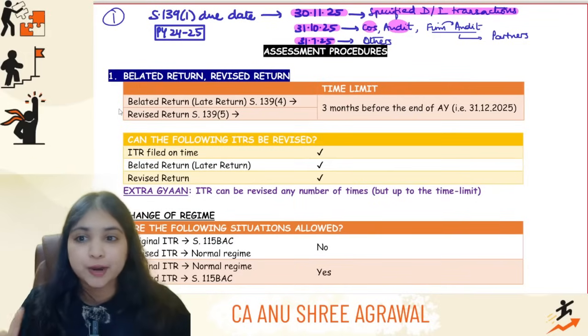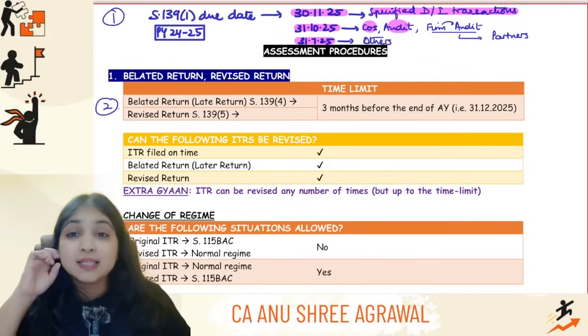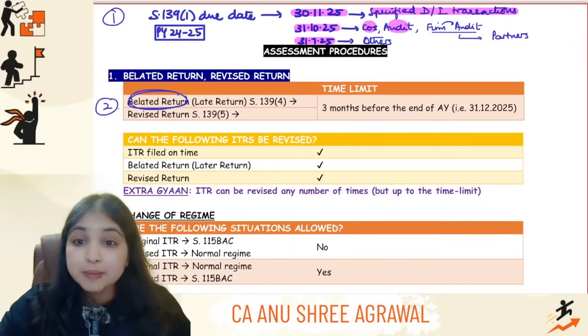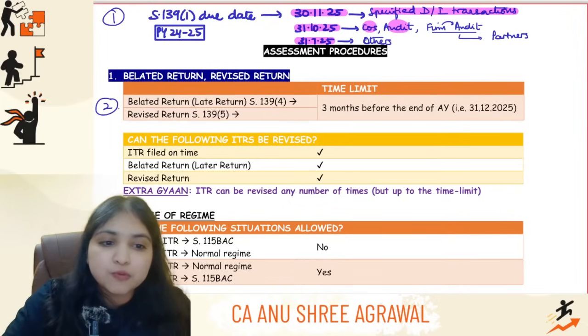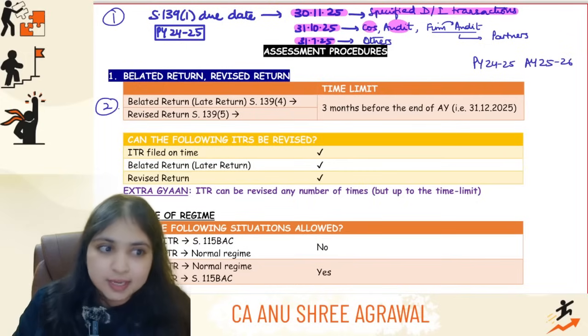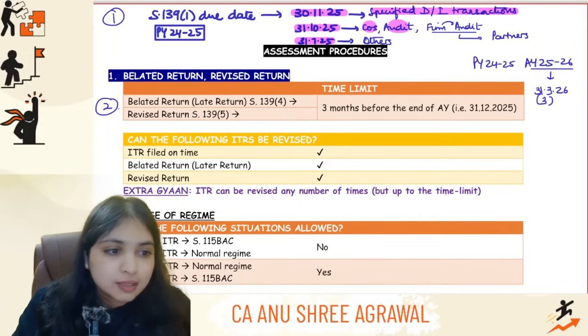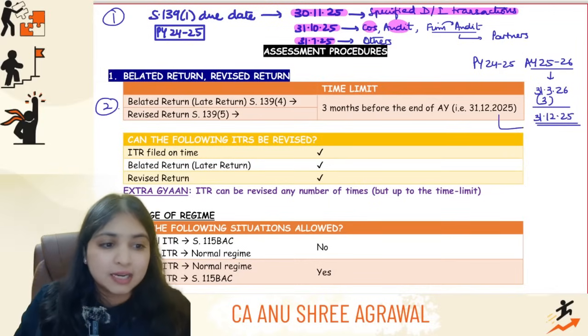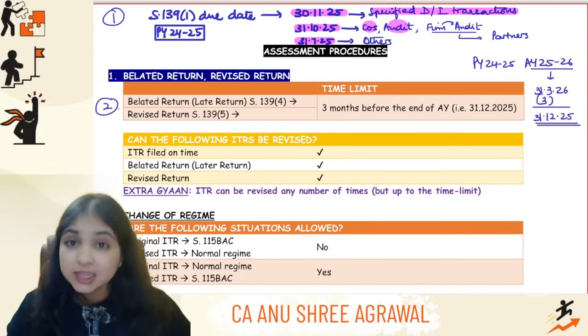Alright, this was your first point. Then comes my second point. If the assessee does not file the ITR on time, that is if the assessee files the ITR late, which we call a belated return, what is the time limit? The time limit is 3 months before the end of the assessment year. So for our examination, our previous year is 24-25, assessment year is 25-26, guys. So the end of the assessment year will be 31st March 26. This minus 3 months will be 31st December 25. So if the assessee wants to file a belated return, the latest date by which the assessee should do the filing will be 31st December 25.